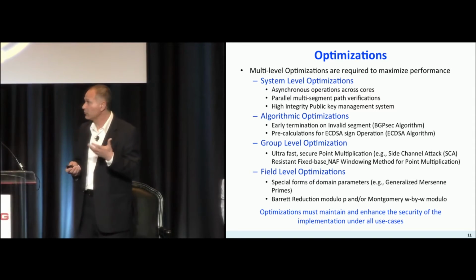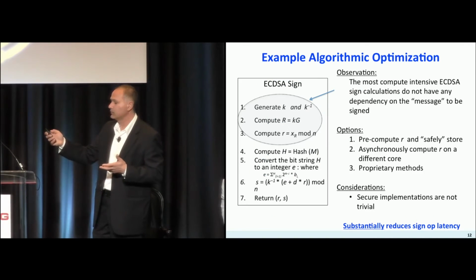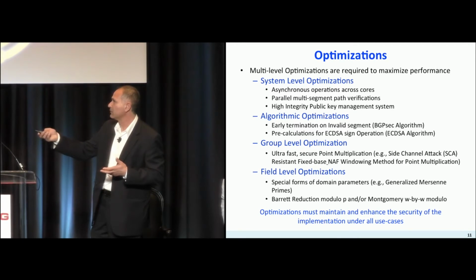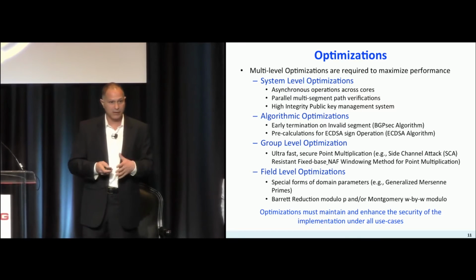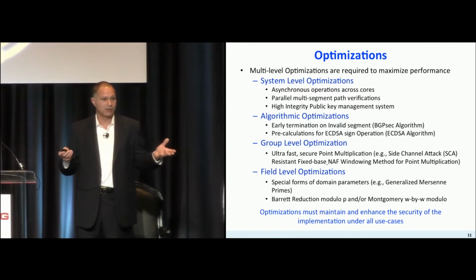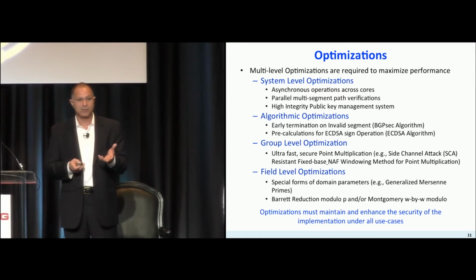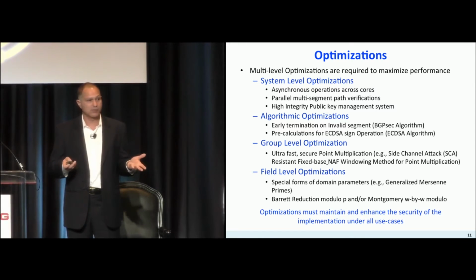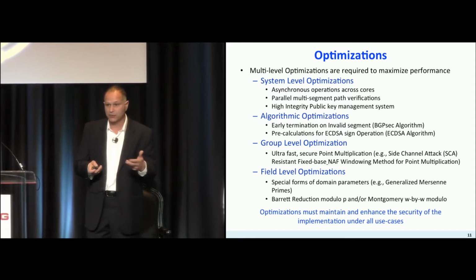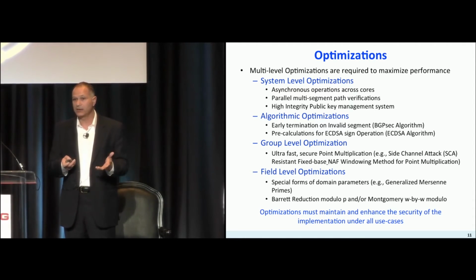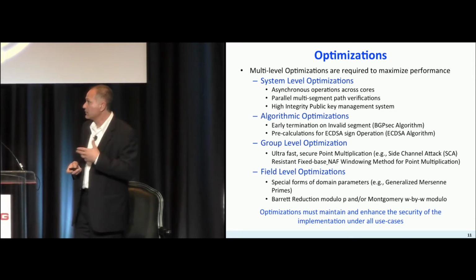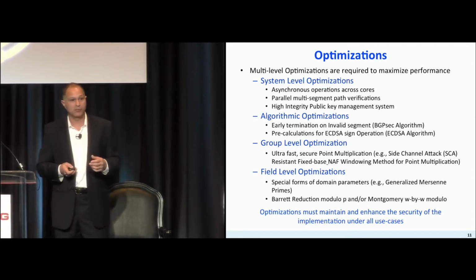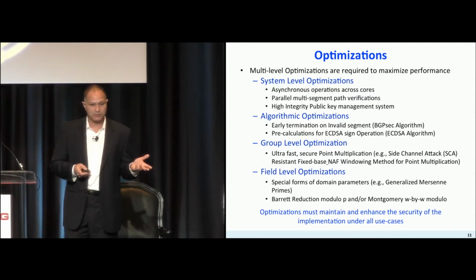Then we looked into algorithmic optimizations. When you think about it from a BGPsec perspective, if you're validating a long path, and it has multiple hops in it, if any of those hops are invalid, well, the whole path is going to be invalid. So if we found, let's say, the second or the third element in that path is invalid, we really don't need to look at it anymore. We can just claim that the whole path is invalid and terminate early. For the ECDSA sign operation, and we'll show an example of that, we could do pre-calculations.